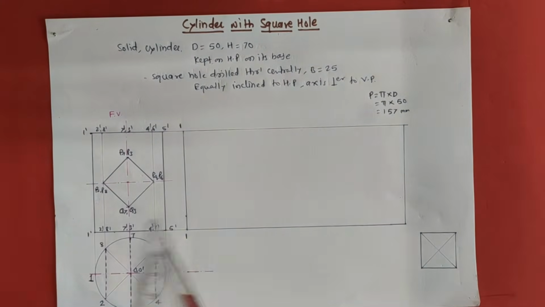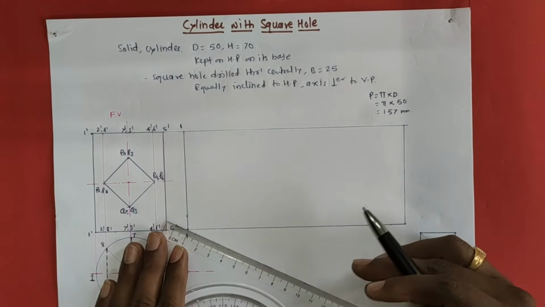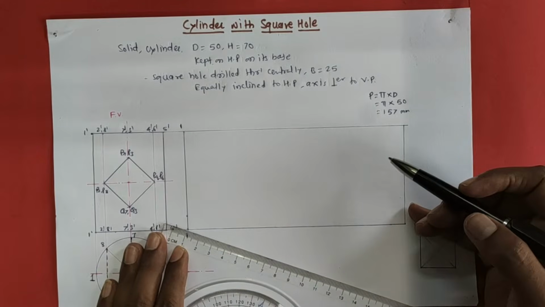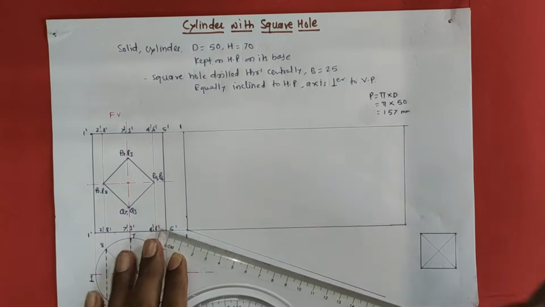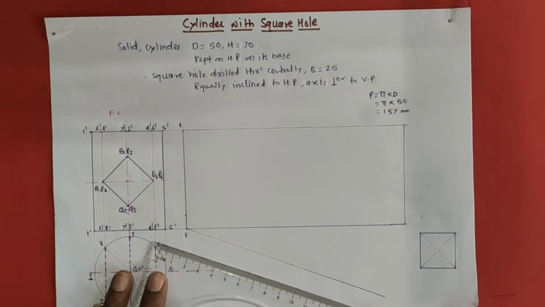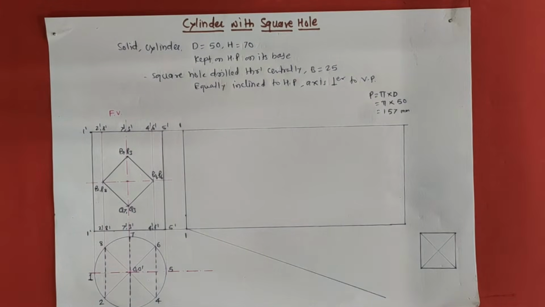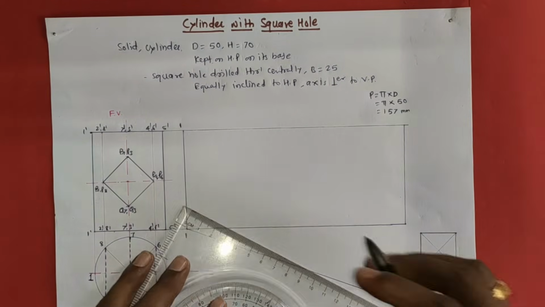Within this boundary there will be development. Then what I should do, I will draw any line from this point 1 at any angle. I can draw any line at any angle. Now I have to divide this line in 8 equal parts.